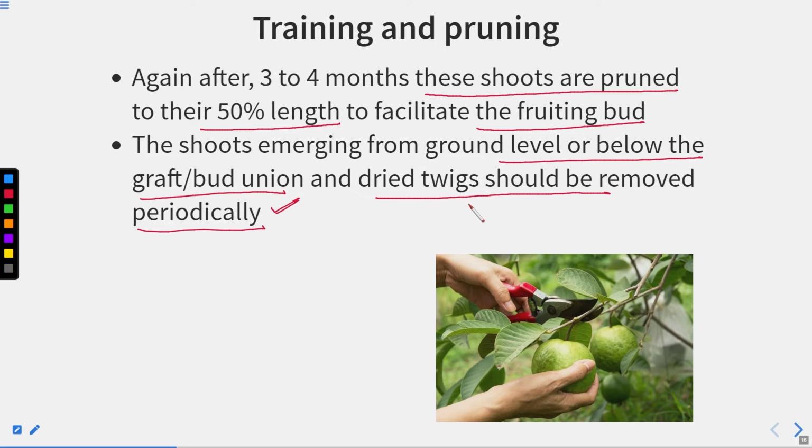So this generally happens that there are some dry twigs, right? So that should be removed from time to time.